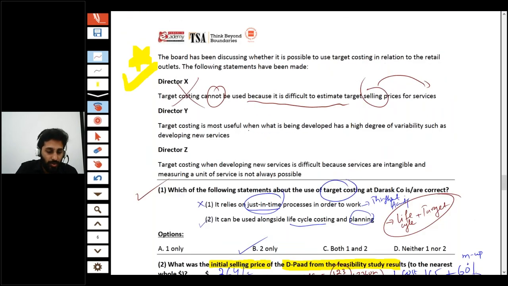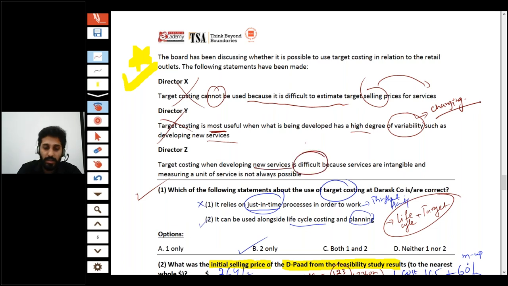The target costing is most useful when what is being developed has a high degree of variability in services. Not at all, you know, services can be changed. There is no consistency in the performance criteria. The services may not be standard all the time, right? So change of new services. So he's saying that target costing is useful in the changing. No, it is useful when the product is at a stable condition. It's talking about changing. No. So target costing when developing new services is difficult.